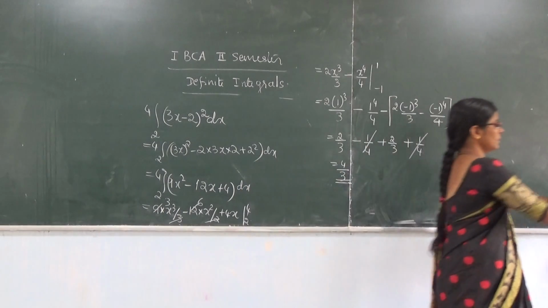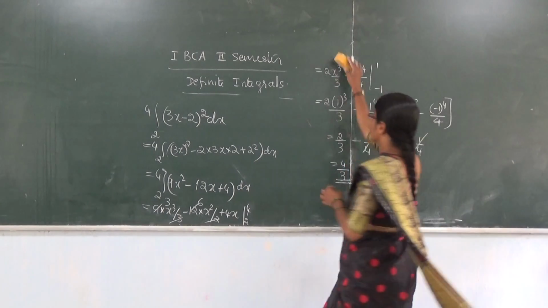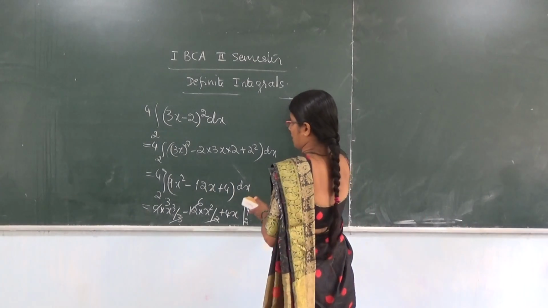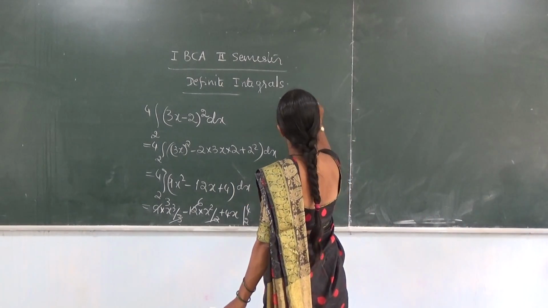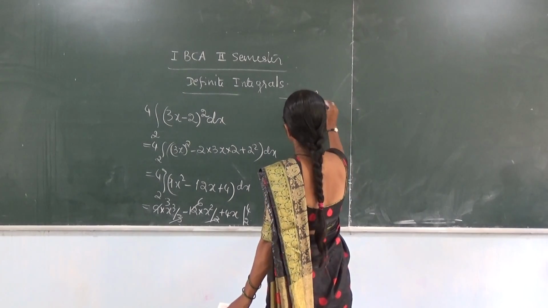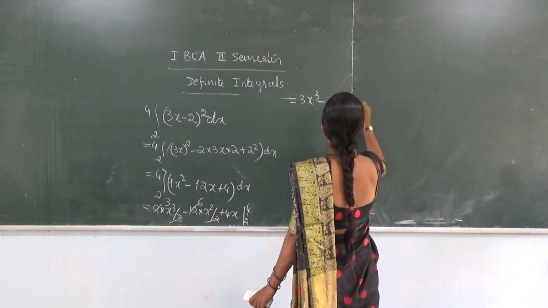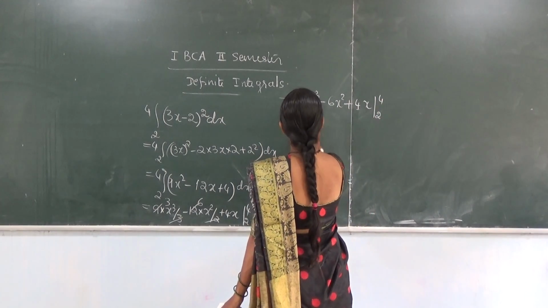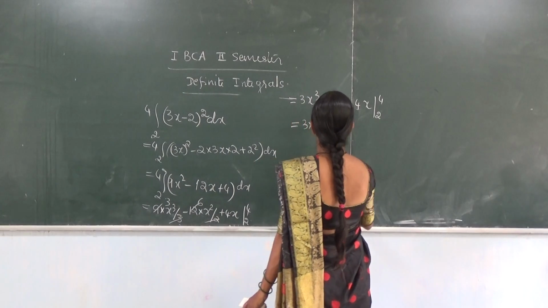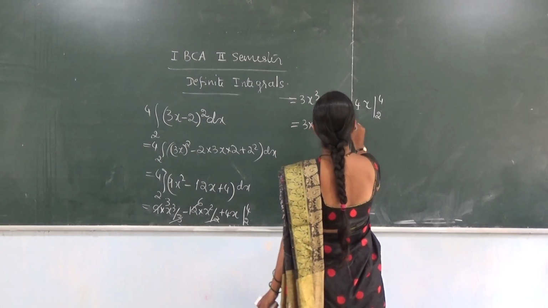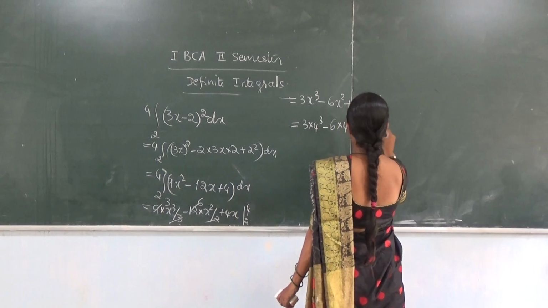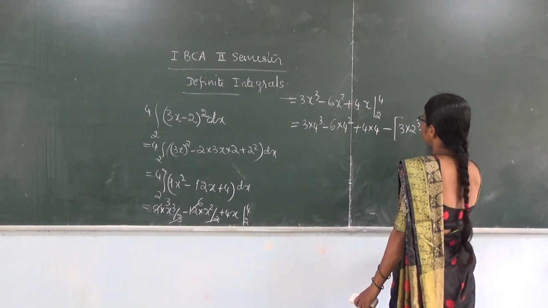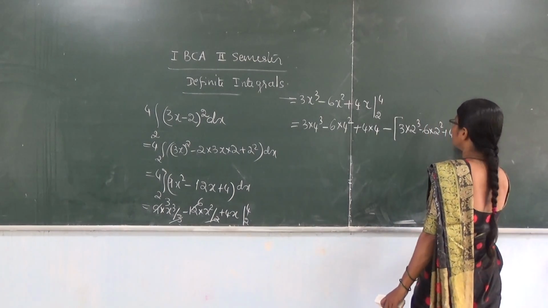So what do you get here? 3x cube minus 6x square plus 4x from 2 to 4. So 3 into 4 cube minus 6 into 4 square plus 4 into 4, minus 3 into 2 cube minus 6 into 2 square plus 4 into 2.